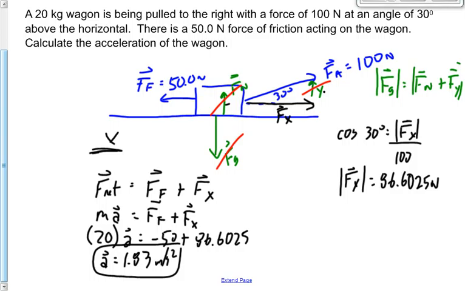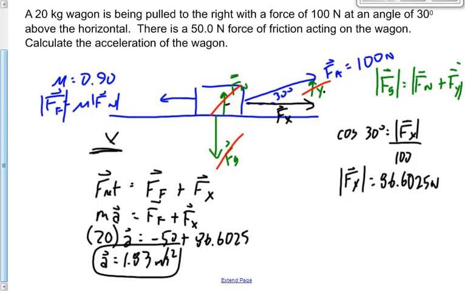Now, here's a little bonus example question for you. What if you hadn't been given the 50 newtons? What if you hadn't been given the force of friction? What if we had said the coefficient of friction was 0.90 instead of the force of friction? Okay, we're not going to actually solve this, but how would you find the force of friction there? What's the equation for the force of friction? Mu times Fn, right?